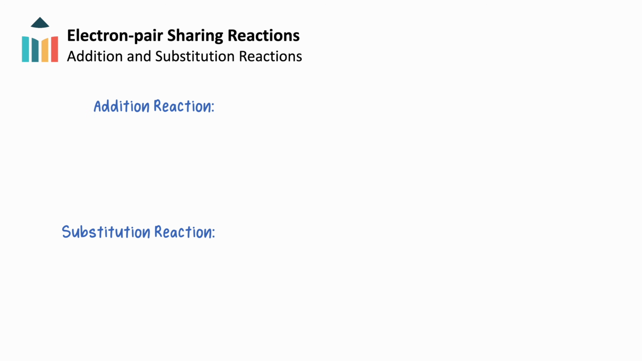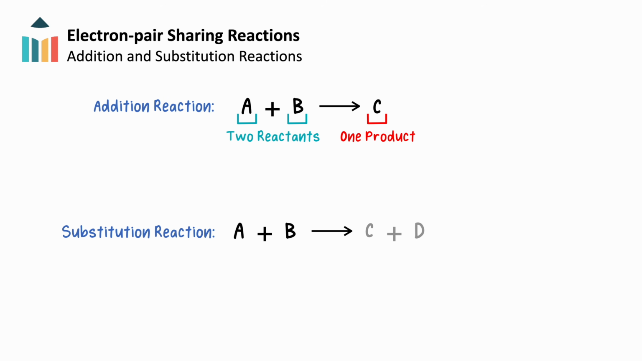An addition reaction is a reaction in which two reactants form a single product. New bonds are formed between reactants, and bonds may be broken within one or both of the reactants as the new bonds are formed. A substitution reaction is a reaction in which two reactants form two products. Bond breaking and formation occurs in a concerted fashion, i.e., at the same time. Let's look at our first example reaction.